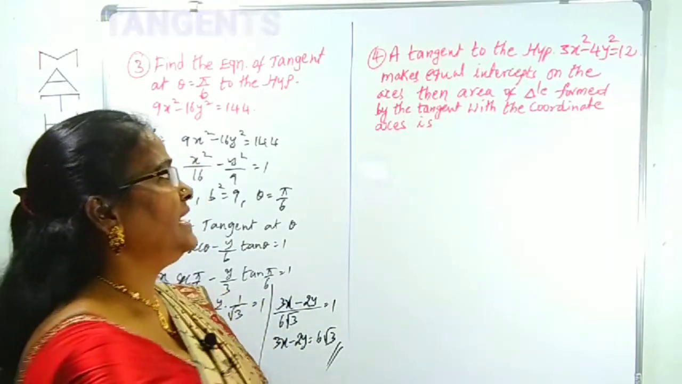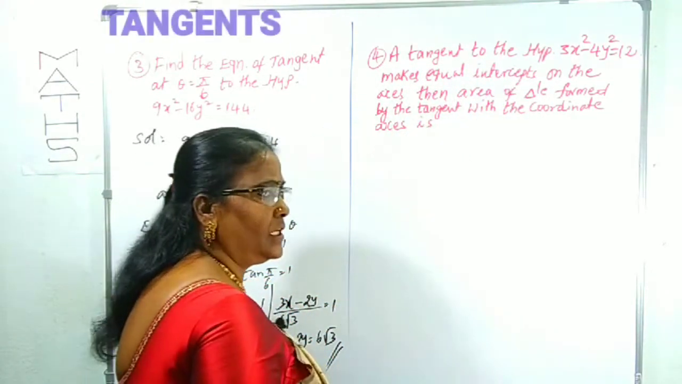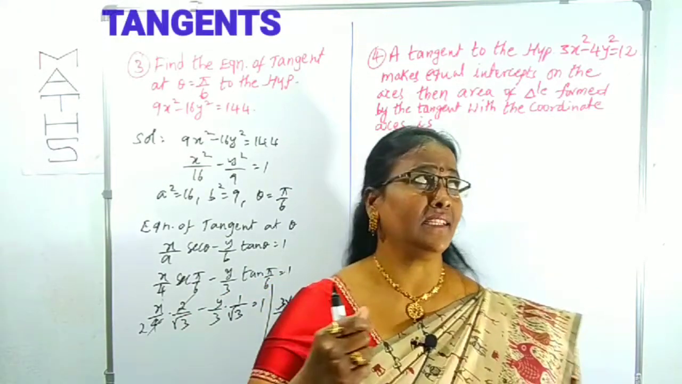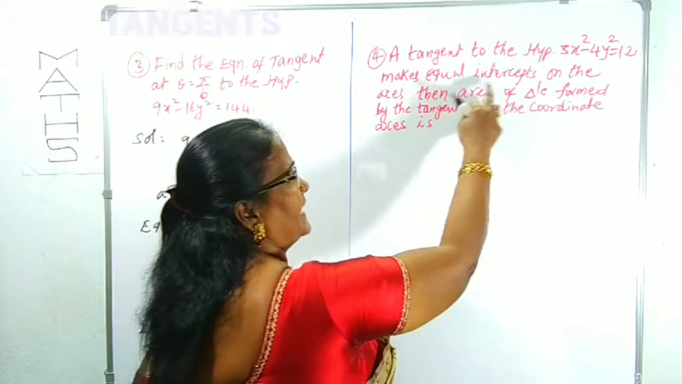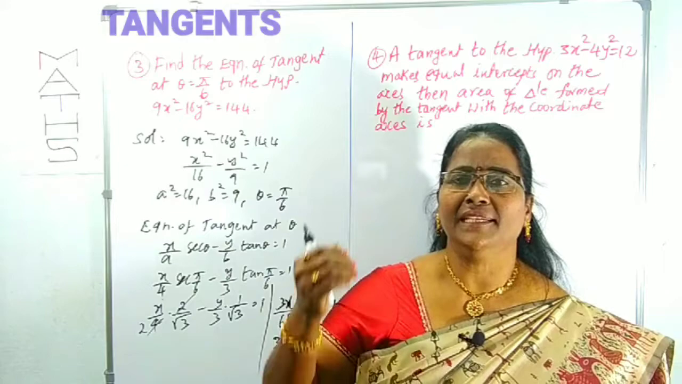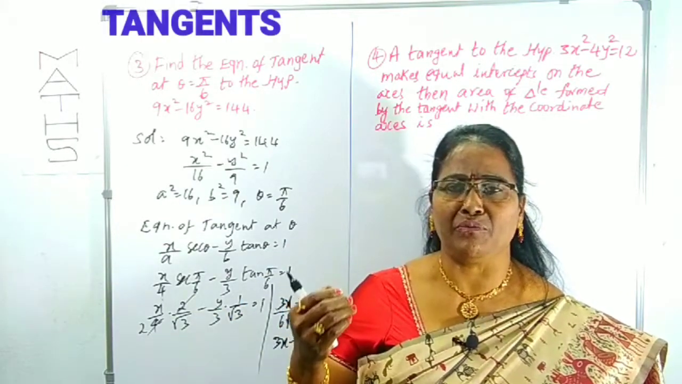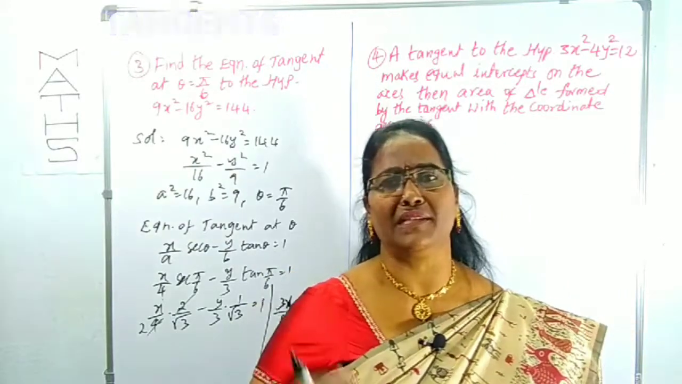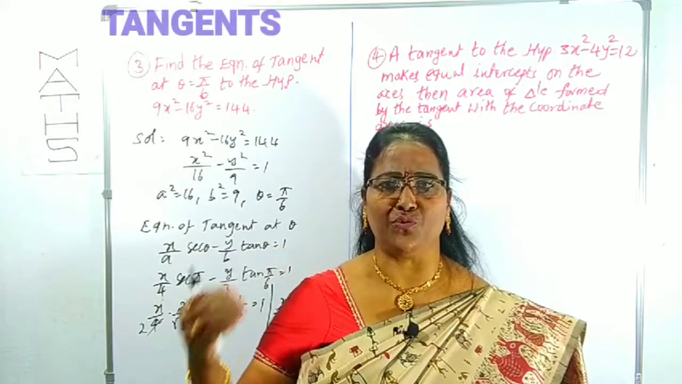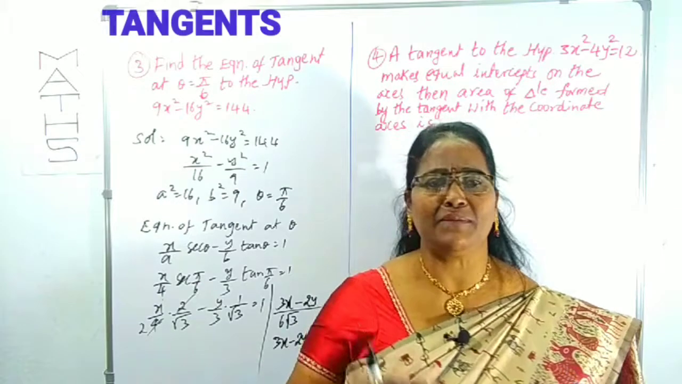What is given here? A tangent to the hyperbola makes equal intercepts on the axis. We can find out the equation of the tangent. Equal intercepts on the axis means we have to choose a line whose intercepts are equal. Suppose the x-intercept is A and the y-intercept is B. What is the intercept form of the line? x by A plus y by B is equals to 1, from your previous knowledge on straight lines.